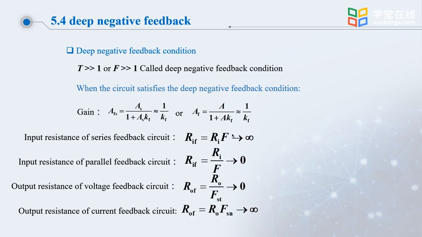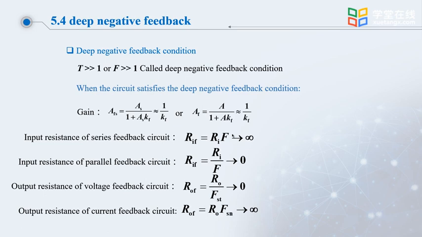On the output side, if it is voltage feedback, we want the voltage signal at the output not to be affected by the load. That is, the smaller the output resistance, the better. For circuits satisfying the deep feedback criteria, the voltage feedback output resistance approaches zero, so it's also very ideal. So what about current feedback? For its output resistance, we hope the bigger the better.